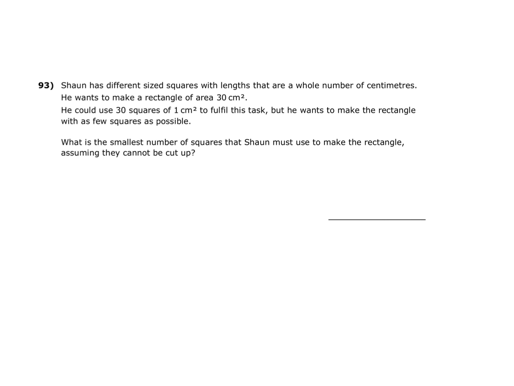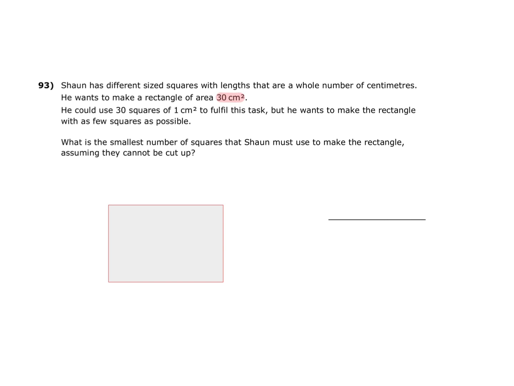What is the smallest number of squares that Sean must use to make the rectangle, assuming they cannot be cut up? First of all, let's think about Sean's rectangle. It might look like this. Sean wants that rectangle to have a specific area. It must be 30 centimetres square.